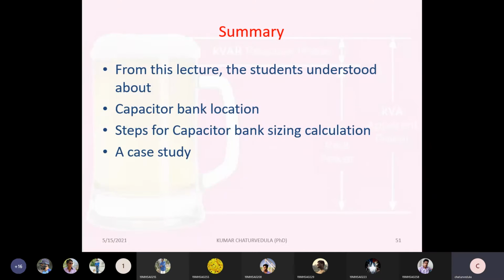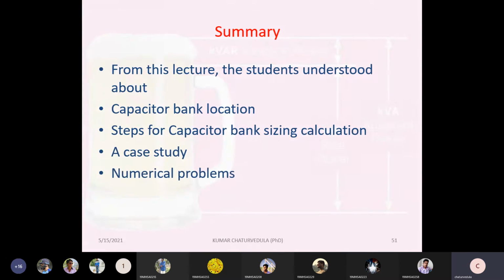So, coming to the summary of this lecture: the capacitor bank location, the steps required for calculating the capacitor bank sizing, and a small case study and numerical problems we have seen.